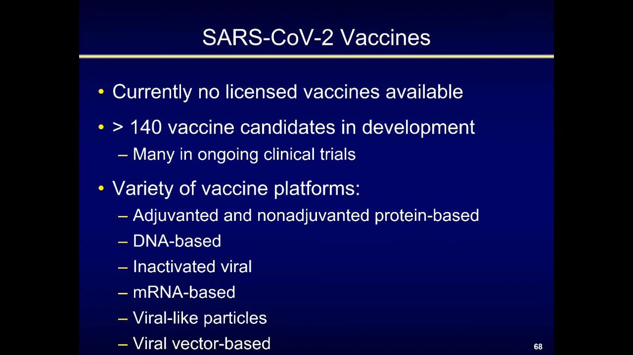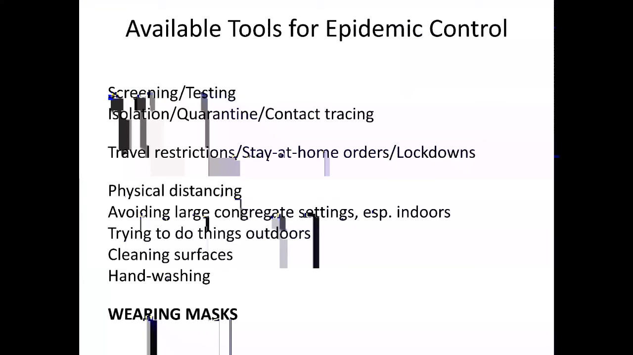widely available as yet. So what are the available tools that we have for epidemic control? So again, screening and testing, and there's not enough testing, we need to have more. Isolation, quarantine are still very important. Contact tracing is difficult, but in certain settings, like in schools that have opened, it can be particularly useful to try to figure out what's going on. We've had travel restrictions, stay-at-home orders. We would like not to have to go to some of these things, and particularly not to lockdowns, but we need to try to do the things that we can easily do.